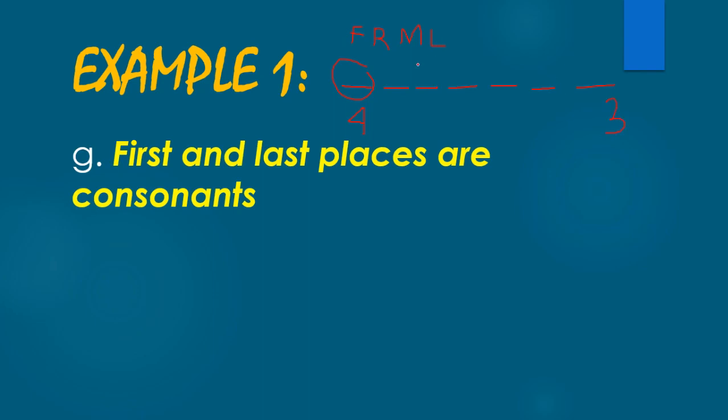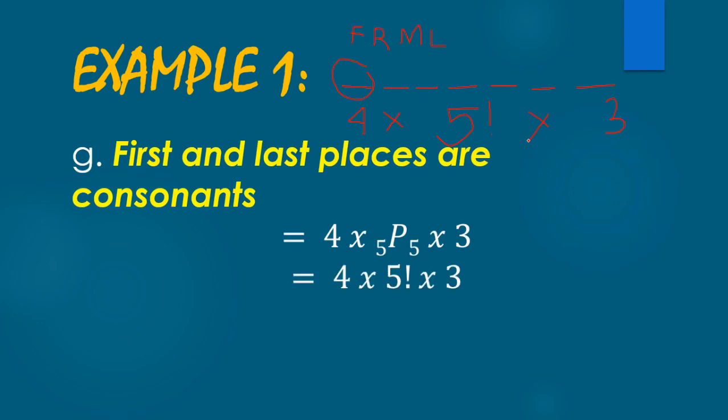And then we still have 1, 2, 3, 4, 5. So 5 letters to be used. So that would be 4 times 5 factorial times 3. So again, we have 4 times 5 factorial times 3. That will be equal to 1,440 ways.